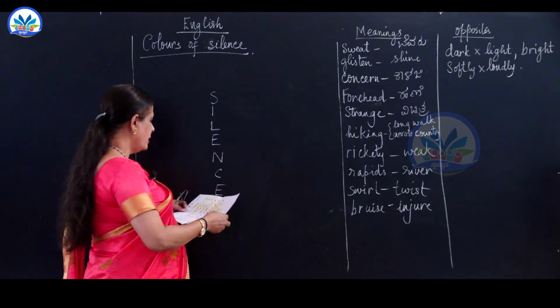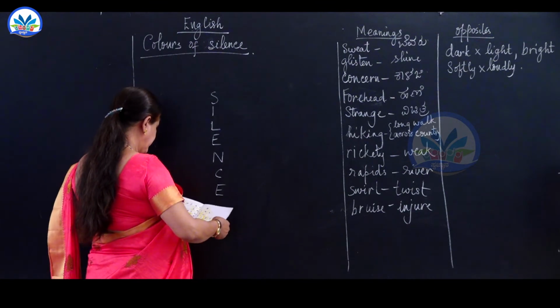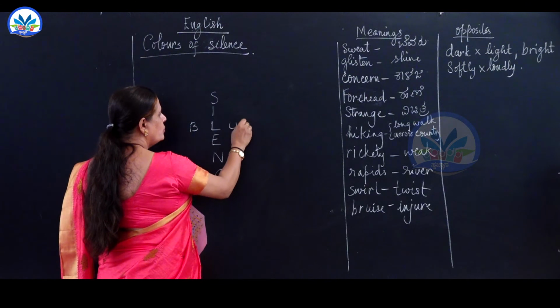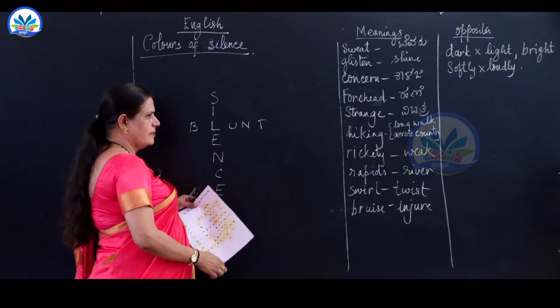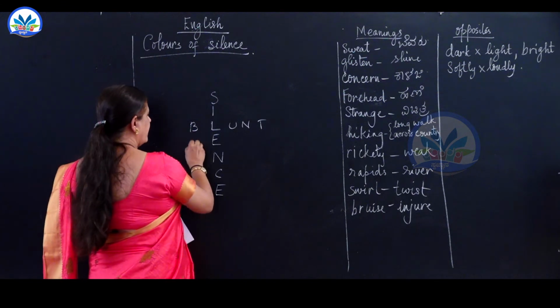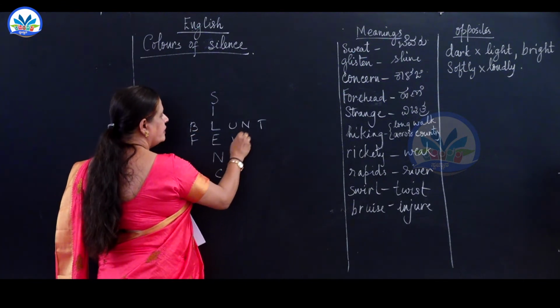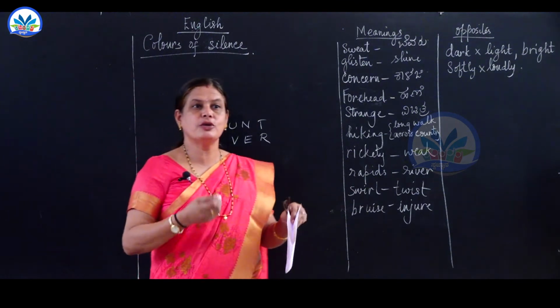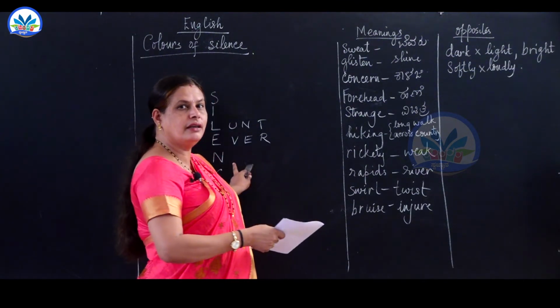For example, you have another word here, blunt, B-L-U-N-T. Next we have one more word, that is fever, F-E-V-E-R. In this way you can make many words using the word silence in the middle.